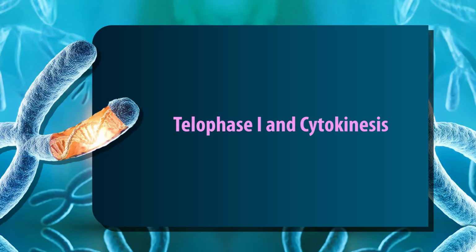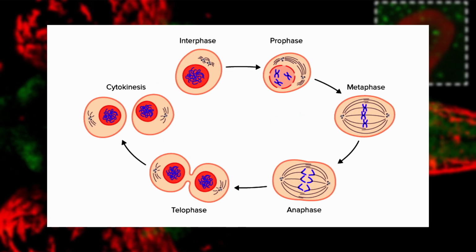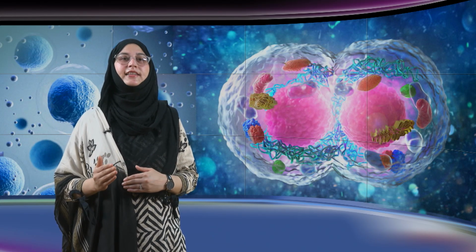Telophase 1 and cytokinesis. Chromosomes reach poles, often decondensing slightly, and nuclear envelopes may reform. Cytokinesis divides the cytoplasm, forming two haploid cells, each with duplicated chromosomes. In oogenesis, this produces one cell and a polar body, conserving resources for the egg.